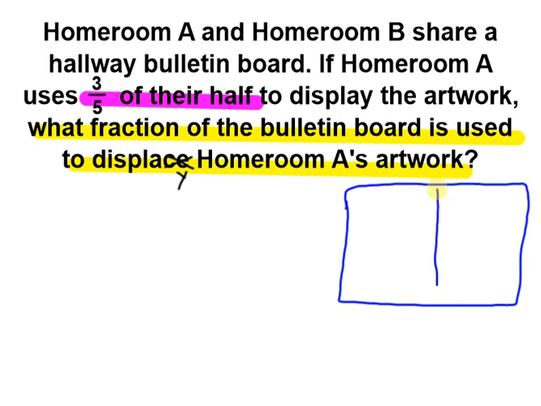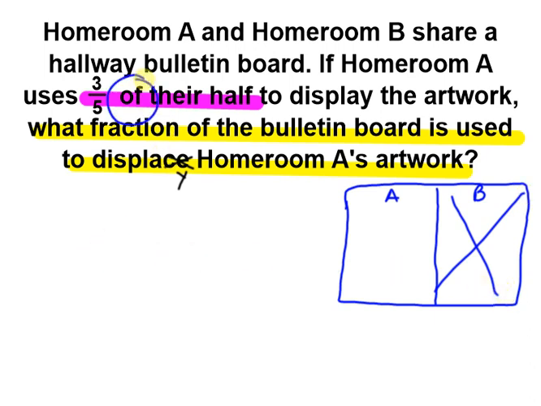So here's a bulletin board. They share a bulletin board. This is A, this is B. Homeroom A uses 3/5 of this part of their bulletin board, okay? So I know I am not even dealing with any of this, and that just helped me out.